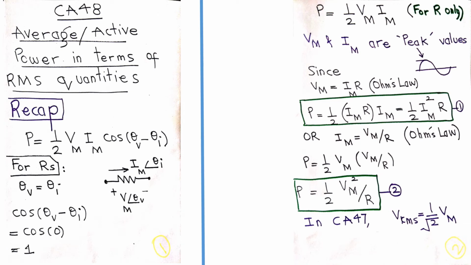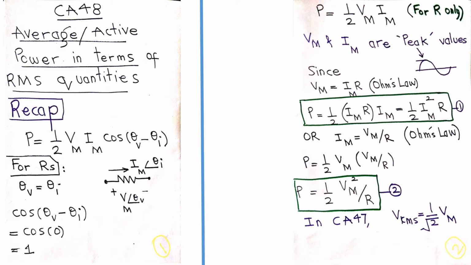Welcome to the 48th lecture. In this lecture, we'll study average or active power in terms of RMS quantities. Up till now, we have been studying average power in terms of peak quantities. Shortly, I'll tell you the difference between the peak and the RMS, the root mean square, quantities.